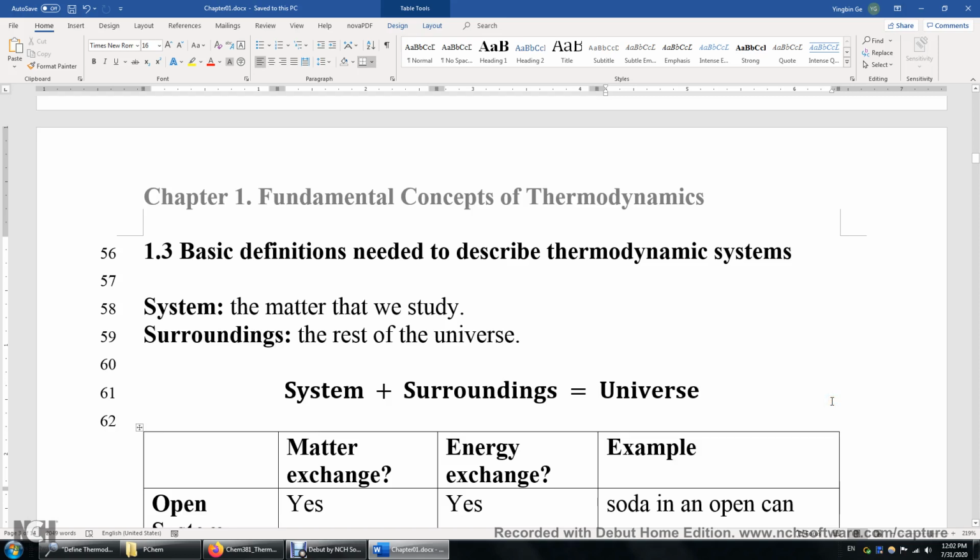Section 1.3: Basic definitions needed to describe thermodynamic systems. What is a system? A system is any matter you study. What are surroundings? That's simply the rest of the universe. So, the sum of the system and surroundings is the universe. If you try to study a computer, that computer is the system. The rest of the universe is the surroundings of that computer.